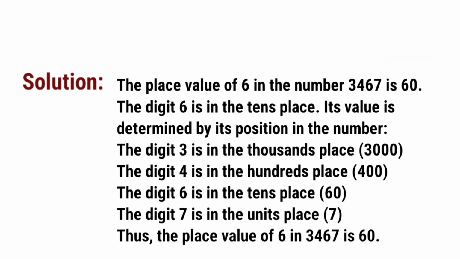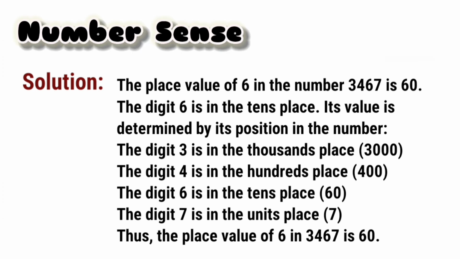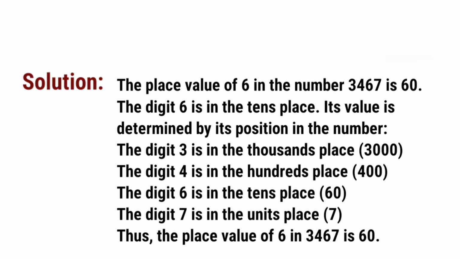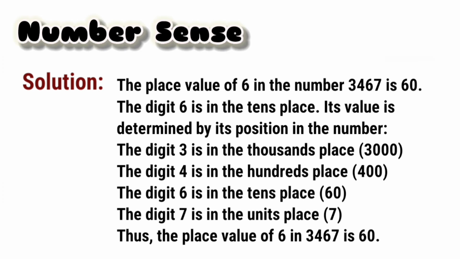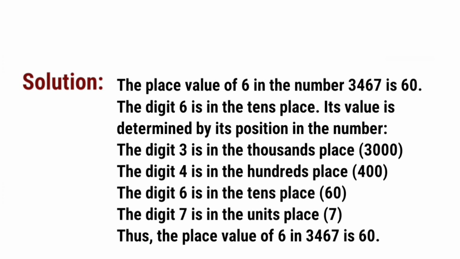The digit 3 is in the thousands place, 3000. The digit 4 is in the hundreds place. The digit 6 is in the tens place and the digit 7 is in the unit place. Thus the place value of 6 is 60.